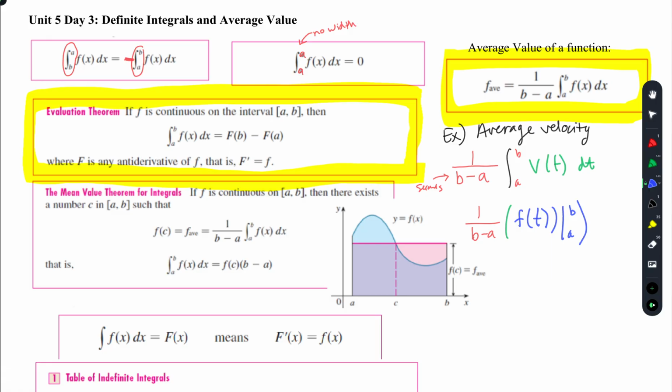Do you know what I mean? Do you remember that with the bar? And then you plug in the B and the A. So if you keep going, you get 1 over B minus A, and then this thing turns into F of B minus F of A, which you see is literally the same formula. Average rate of change: F of B minus F of A. It's literally the same formula.